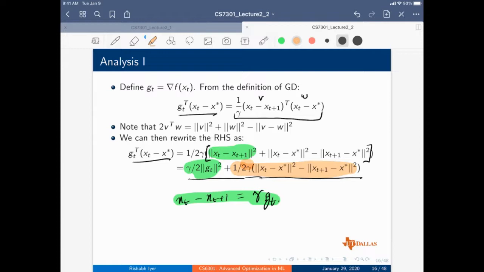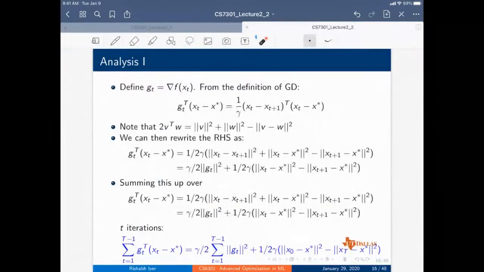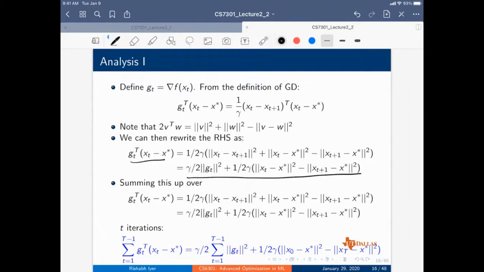Okay, so far I have the left-hand side, g_t transpose times (x_t minus x star), which is equal to gamma by 2 times norm g_t squared, plus 1 over 2 gamma times the difference between these two terms. Last time we derived this expression. Now we sum this over t iterations, which gives us this expression on the right-hand side.